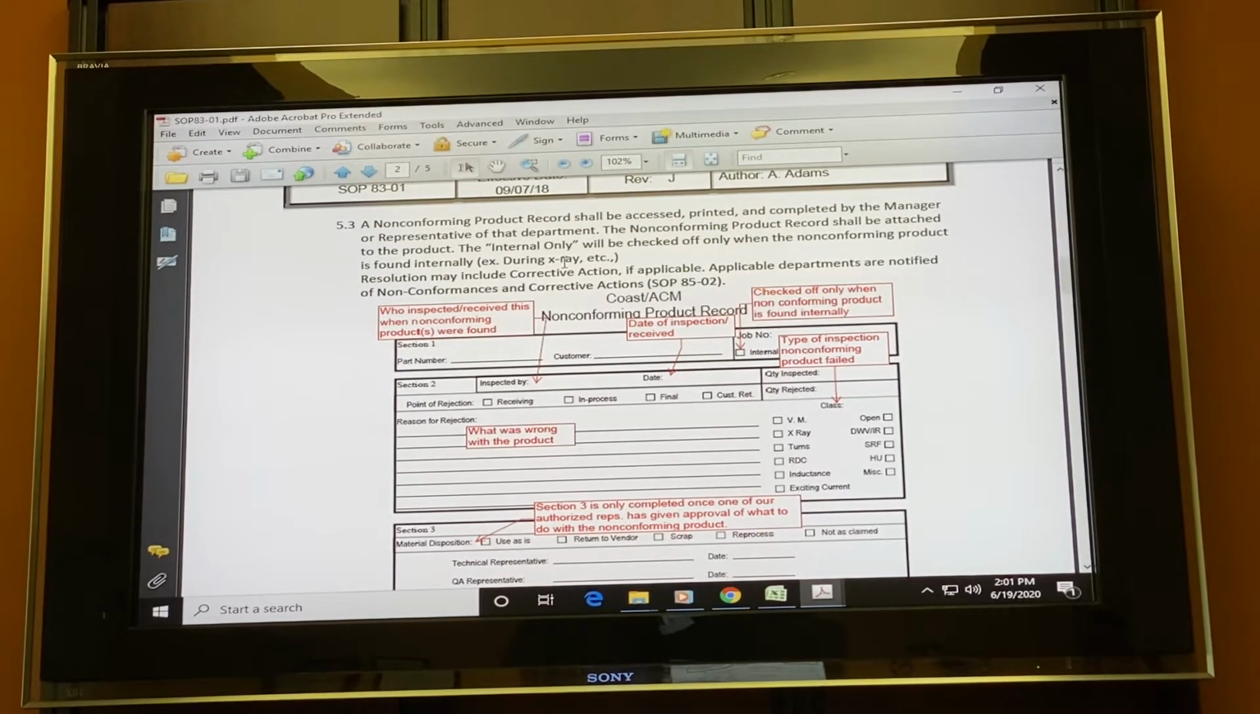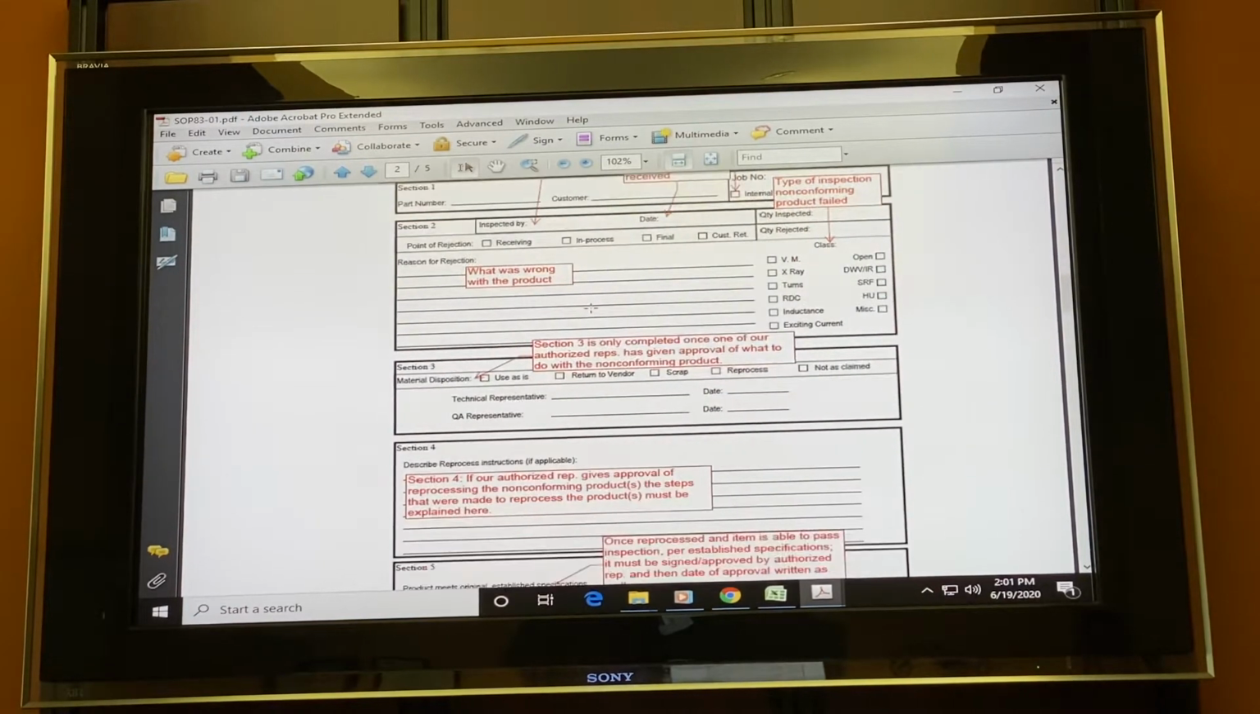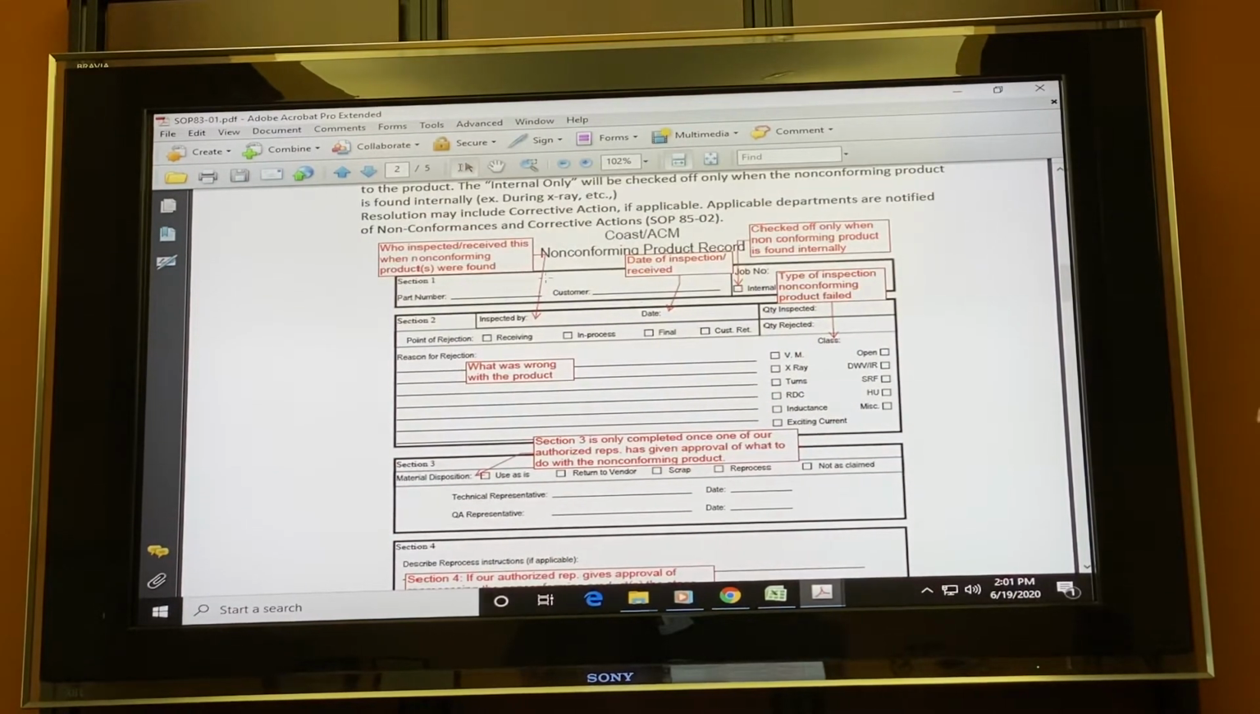Okay, so the non-conforming product record shall be attached to the product. The internal only will be checked off only when the non-conforming product is found internally, for example, during x-ray, etc. Resolution may include corrective action if applicable. Applicable departments are notified of non-conformances and corrective actions. So this is telling you how to fill it out.